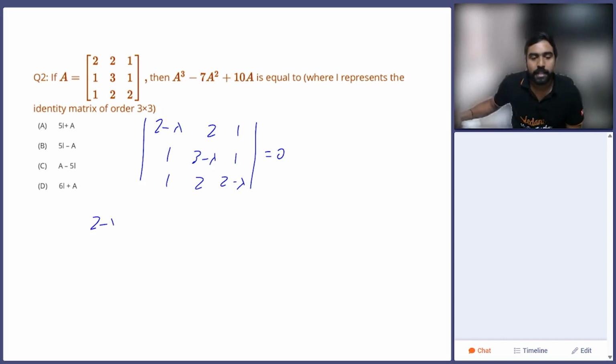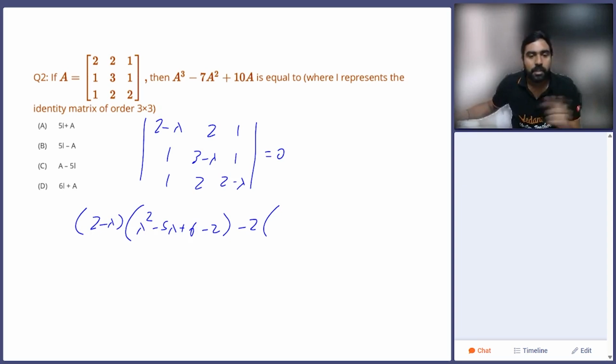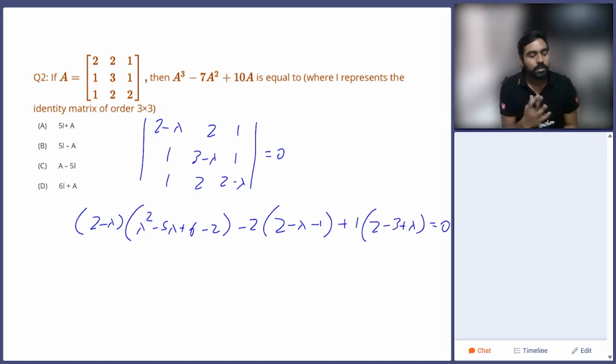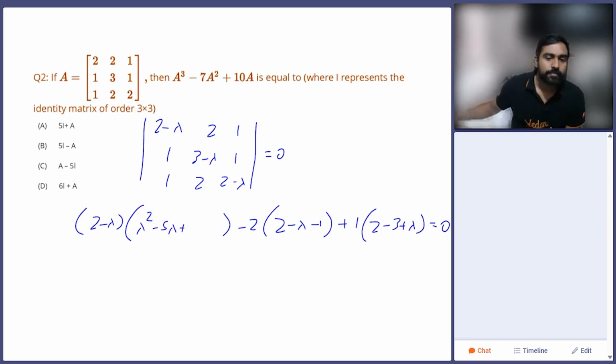So what do we get from this? Expanding this out, you get (2 minus lambda) into, what do we have, (lambda minus 2) into (lambda minus 3) minus 2. It doesn't really matter, so lambda square minus 5 lambda plus 6 minus 2. Then you have minus 2 into (2 minus lambda minus 1). And then finally plus 1 into, what do you have, 2 minus (3 minus lambda), that's minus 3 plus lambda. This is equal to 0 is the overall expression that we have. Let's multiply this out. Let's first simplify this term a little bit. This will become 4, and over here I will have 1 minus lambda.